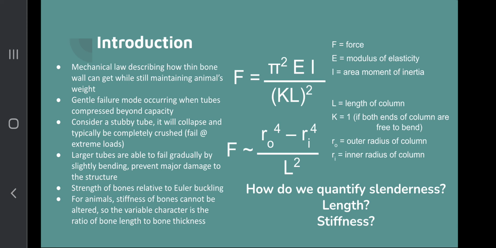And so how would we quantify slenderness, length, and stiffness? Slenderness is quantified by the radius values seen here in the second equation, represented by the outer radius of the column and the inner radius of the column. Length is quantified by L, and the stiffness is quantified by the elastic modulus, which is E in the equation above. And as you can see here, I added all the different variables and the representation of each.